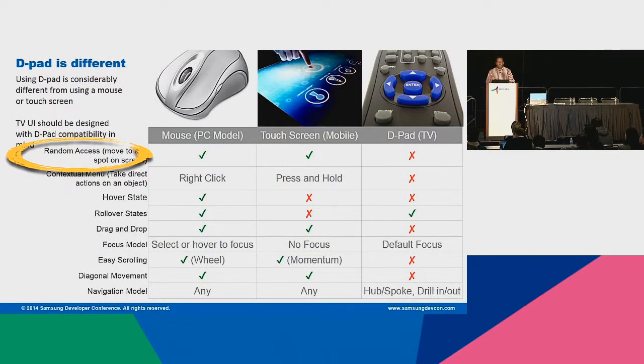Now, let's talk a little bit about the differences between pointer, using a mouse, and D-pad. D-pad navigation has some fundamentally different properties from the mouse or a touch screen. For instance, with a mouse or your finger, you have random access. You can move directly to any point on the screen. With D-pad, you can't move the selection to any arbitrary point. Instead, the D-pad moves a focus or a highlight from one selectable element to the next. You go up, you go down, you go left, and you go right.